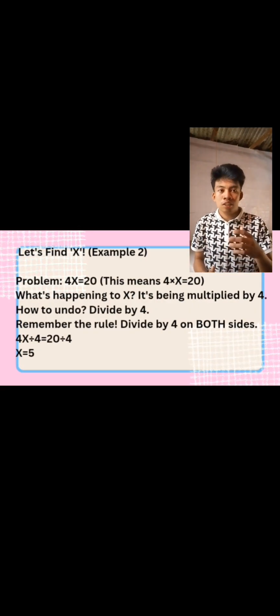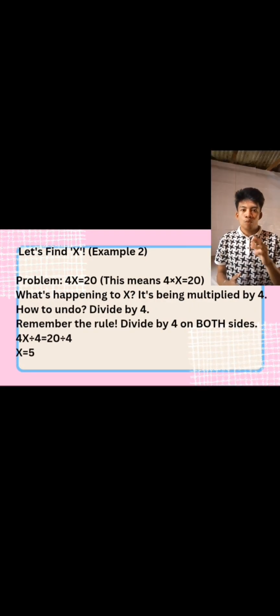Okay, here is another example. 4x equals 20. When a number is right next to X like this, it means multiplication. So 4 times X equals 20. What's the opposite of multiplying by 4? Dividing by 4. So we divide both sides by 4. And look, we found X again. X is equal to 5.